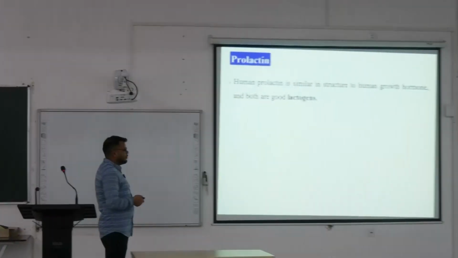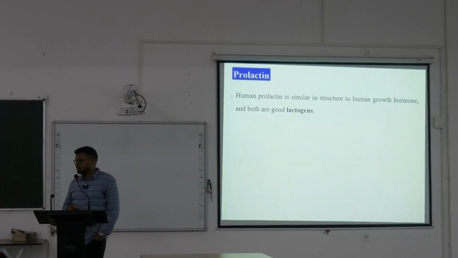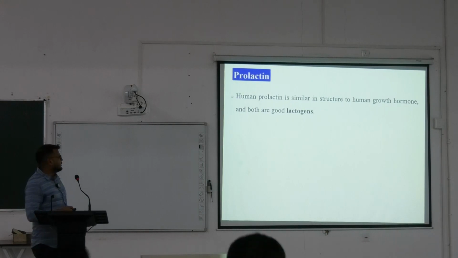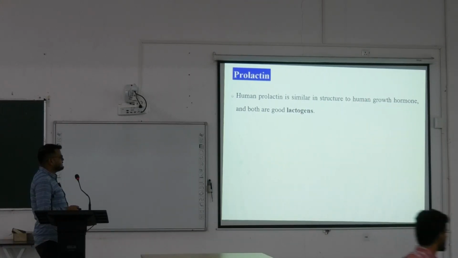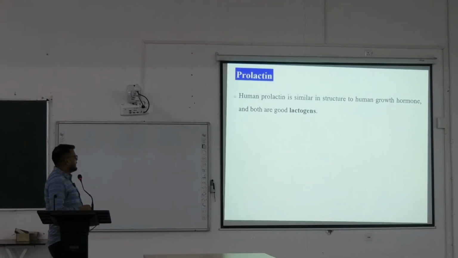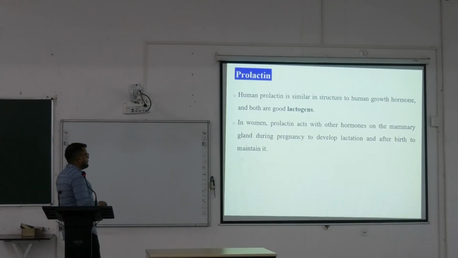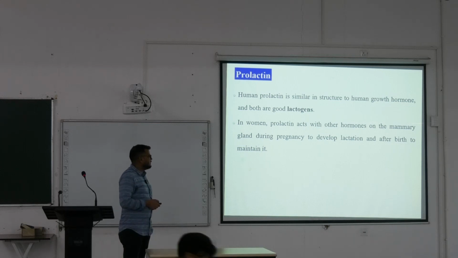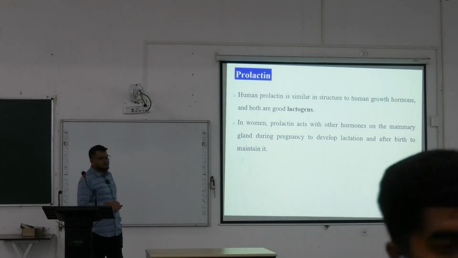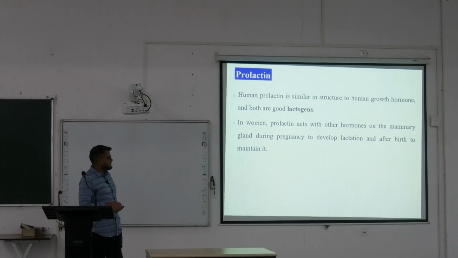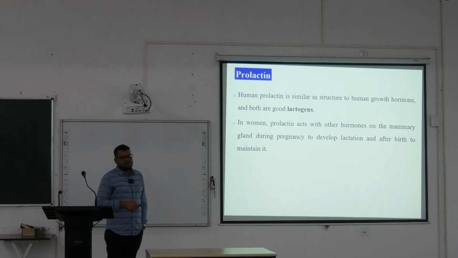Now prolactin. The human prolactin is similar in structure to human growth hormone and both are good lactogens. In women, prolactin acts with other hormones on the mammary gland during pregnancy to develop lactation and after birth to maintain it.